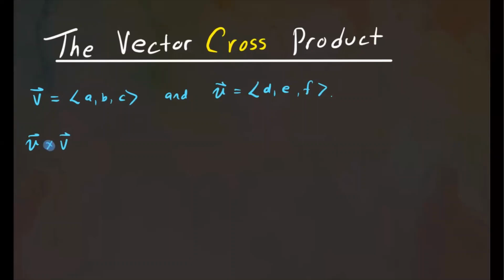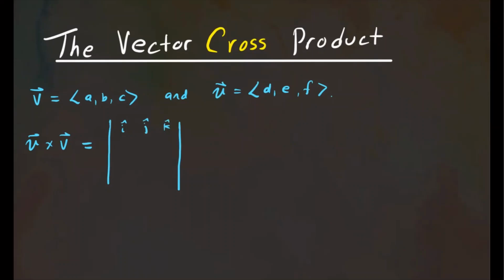So this is the symbol that we're going to be using to denote the cross product. And this is going to be defined as the determinant of this 3 by 3 matrix. So your first row of this matrix will be our standard unit vectors. You have the i hat, the j hat, and the k hat.